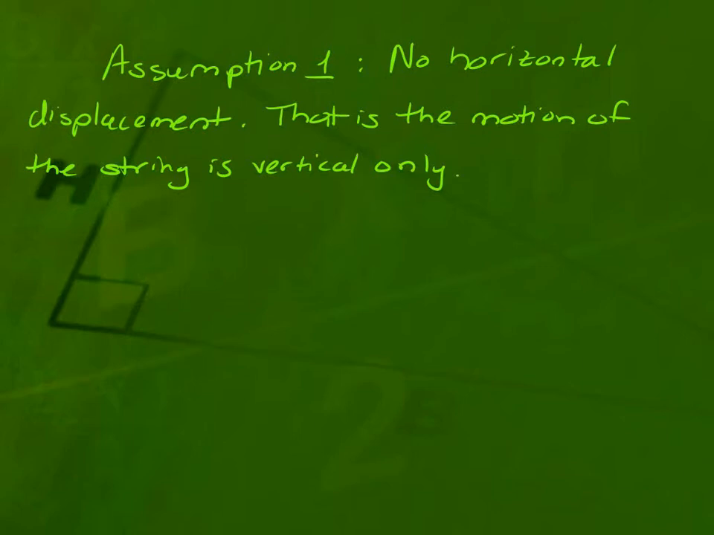So the first assumption that we're going to make to derive the wave equation is that there is no horizontal displacement. The only displacement that you're going to see is vertical displacement.